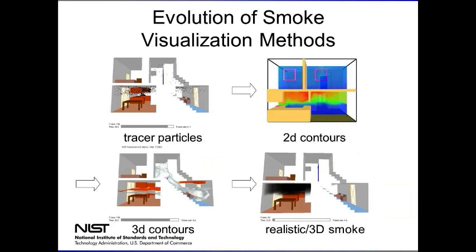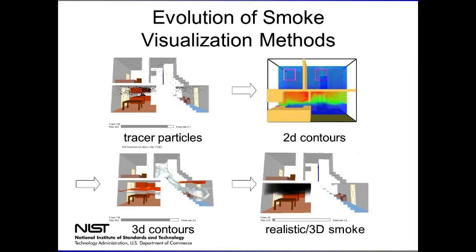The methods that we're using to visualize smoke have evolved. Starting out, one of the first methods was just to use tracer particles. So the particles move through the flow, and you can kind of get a sense of the movement of the air or smoke in your simulation. Then we have a traditional scientific view of the data, which is just an animated sequence of colored images where the colors represent the quantities that we're trying to simulate.